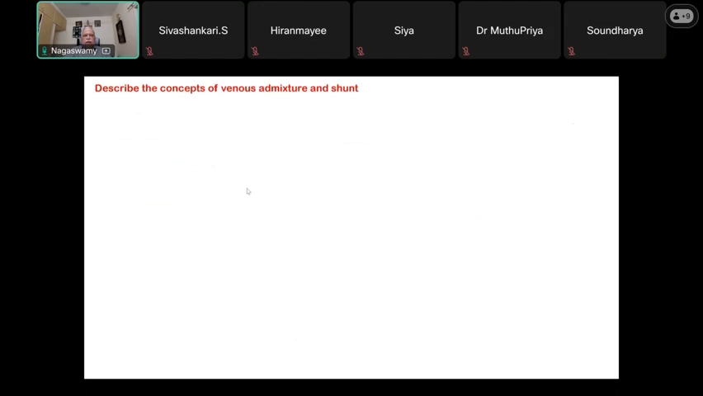Then there is a terminology which is used called venous admixture and shunt. Are they both the same or different? That is the first thing that we have to understand. What is venous admixture and what is shunt? This is with regard to the circulation and ventilation that is taking place in the lung.